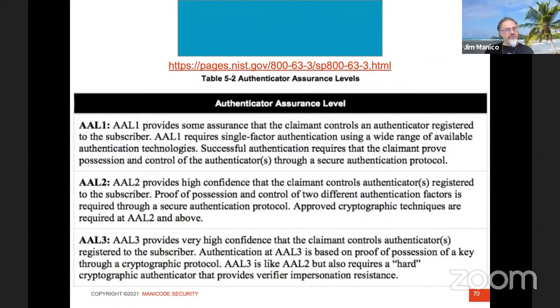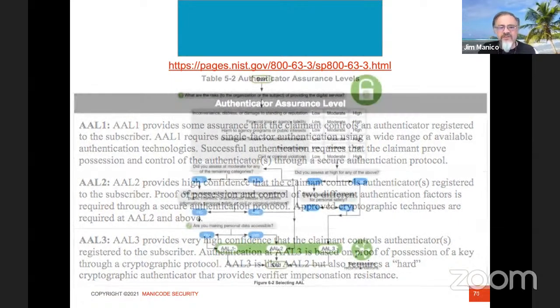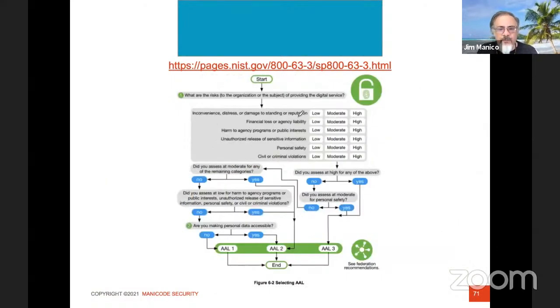So, how strong should you be? The standard defines a workflow. All I care about in this, just for this exercise, is low risk of sensitive data, no other risk. Are you high for any of the above? No, I'm not high, Dennis. Do you assess any moderate personal safety? No. Do you have moderate for any of the remaining categories? No. Do you have low for sensitive information? Why, yes. So you should be using some form of multi-factor.